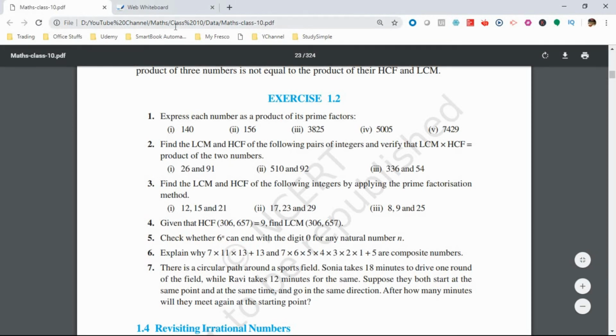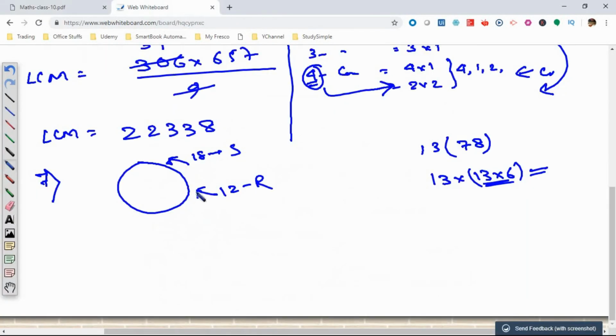So they keep on rotating. She is there, he is there. So after how many minutes will they meet each other? For these things the LCM is required, that is the least common multiple.